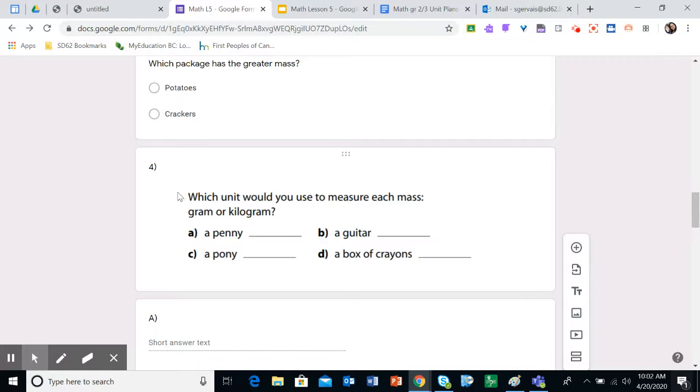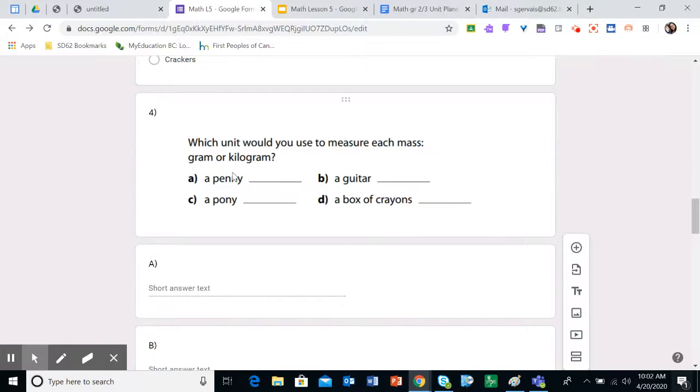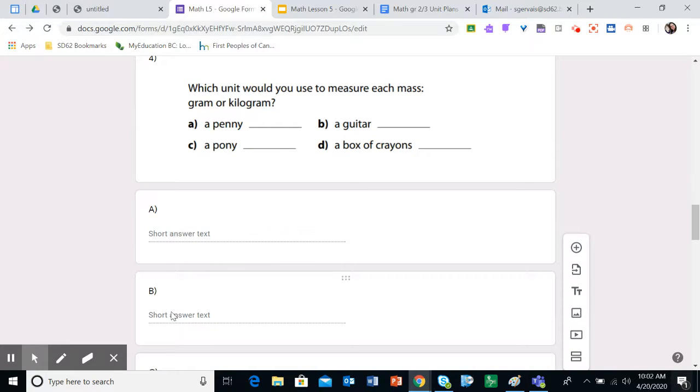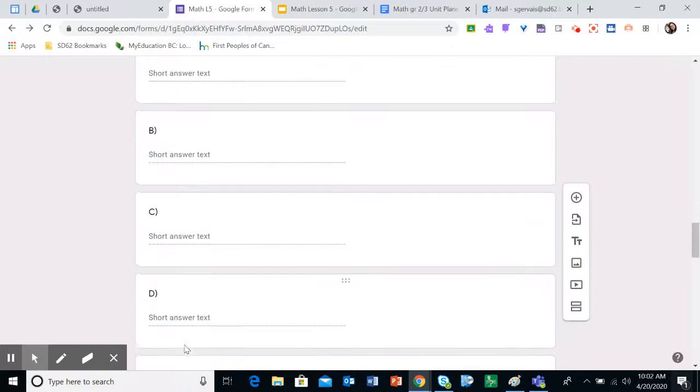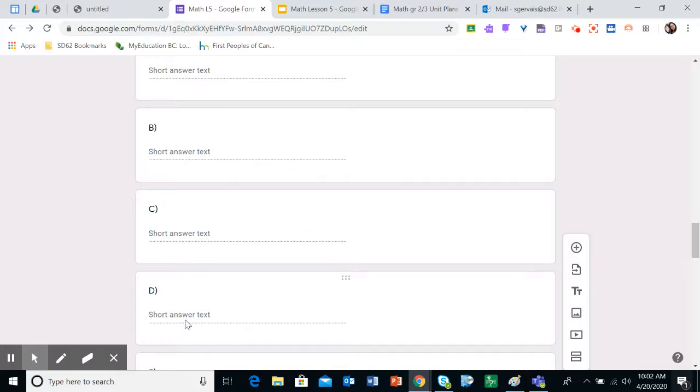Down here, which unit would you use to measure each mass? So A is a penny. Would you use grams or kilograms? B is a guitar, grams or kilograms? C is a pony, grams or kilograms? And D is a box of crayons. Would you use grams or kilograms? You can just write G or kg, or you could write the whole word grams or kilograms.